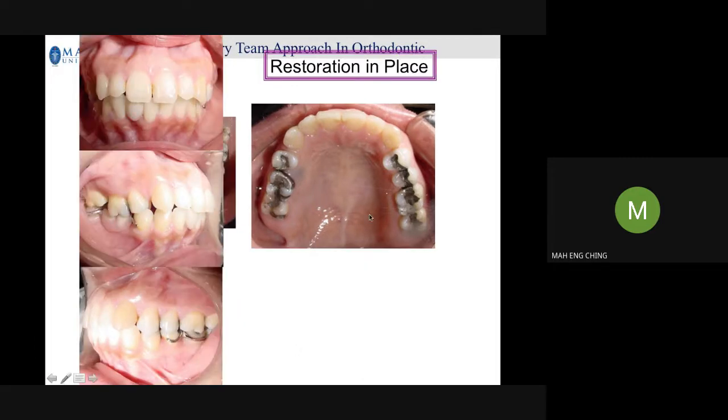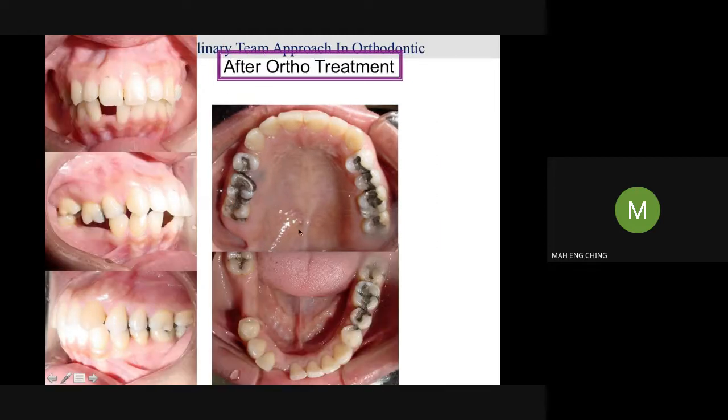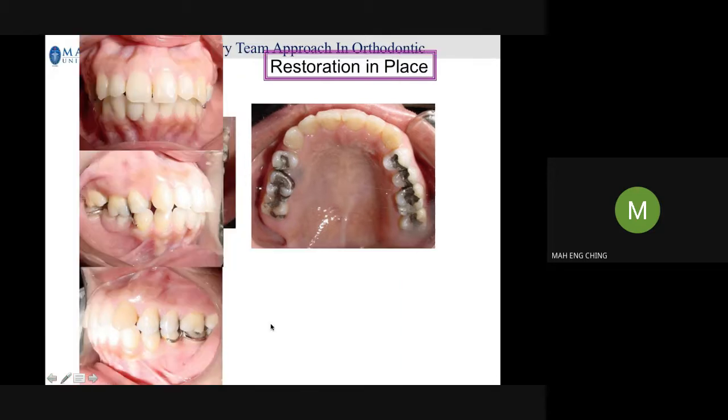Then after that they put the denture, because this patient has multiple missing teeth. So we put dentures on these two quadrants.